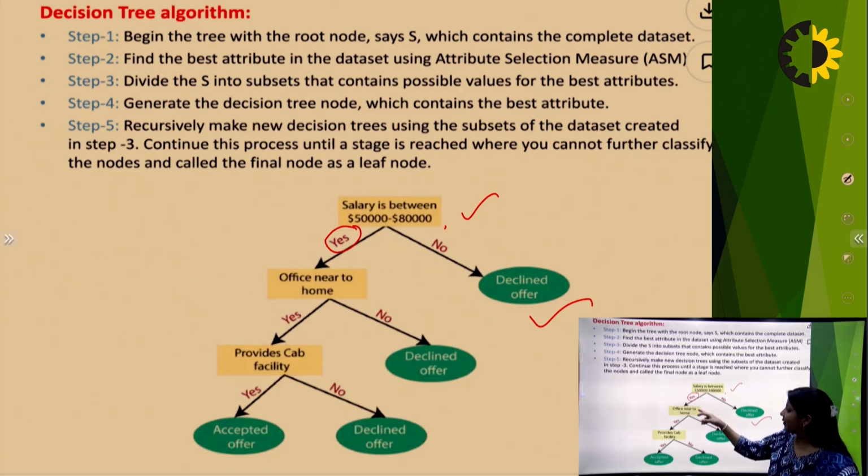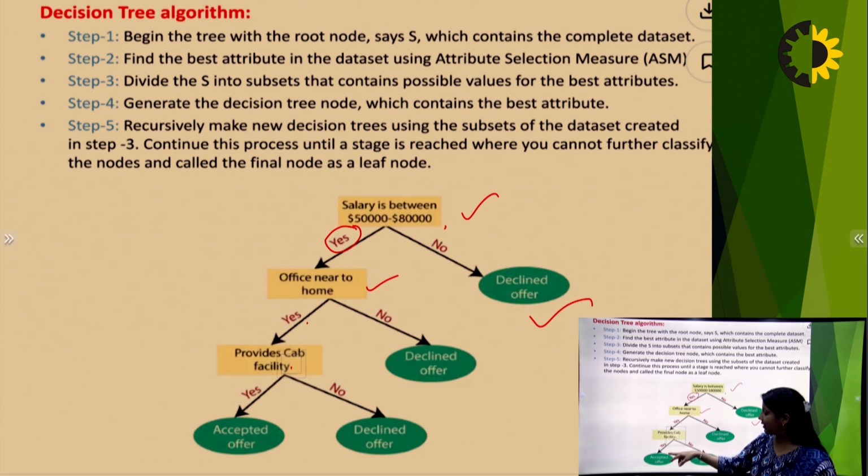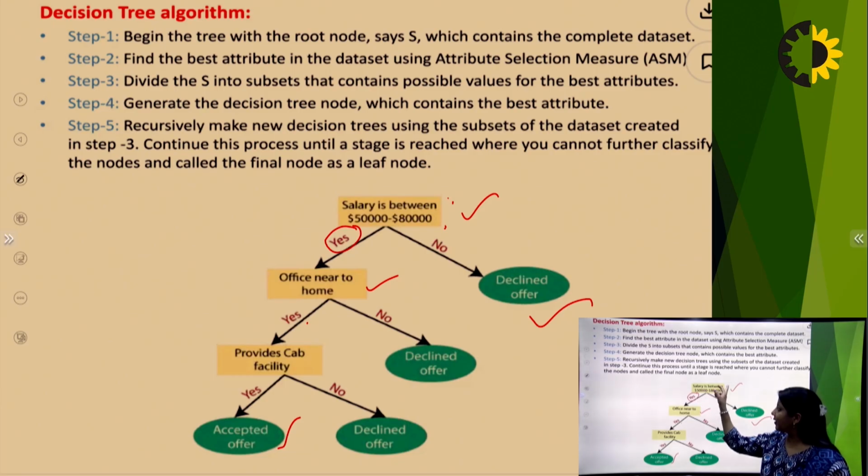And if it is yes, then we can make another node like office near to home. If office near to home is yes, provide cab facility, and if yes, accepted the offer. So this is an example of a decision tree. This is how we grow our decision tree, and each and every feature gets utilized here, like the salary feature, location, cab, and at the end we get accepted and decline. There are two classes, so we can find out the result. So this is the process.